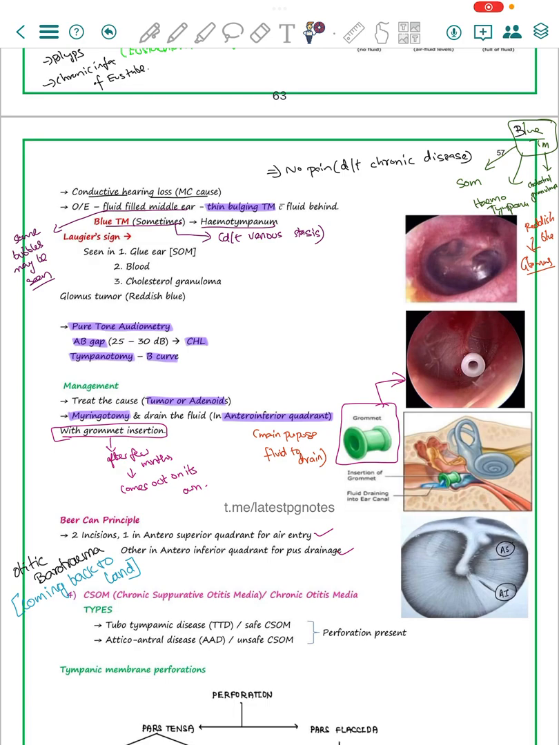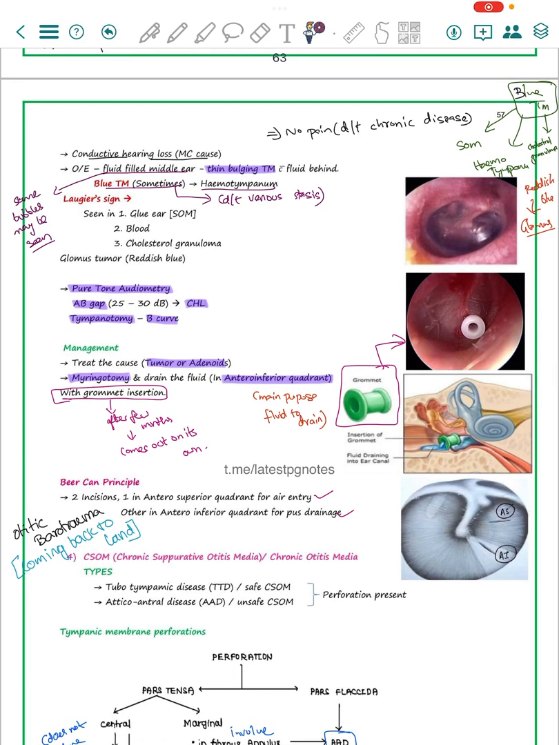And also for treating this, there is another principle known as the Beer-Can principle, where you should make two incisions, one in the anterosuperior quadrant for air entry, and another in the anteroinferior quadrant for pus drainage, guys.